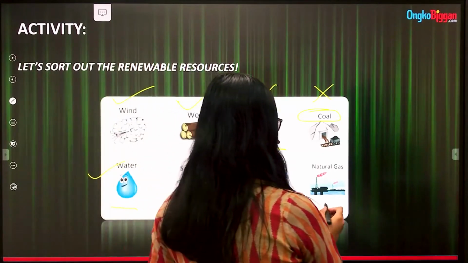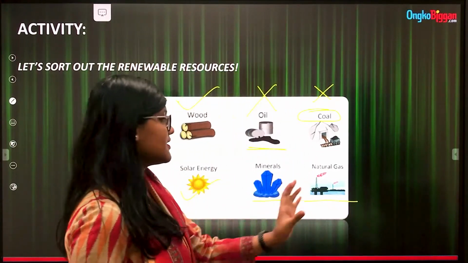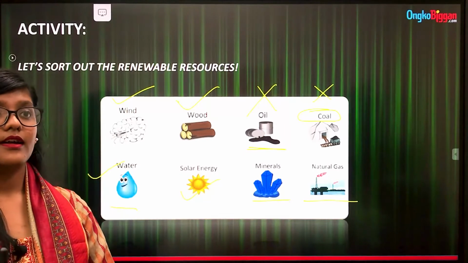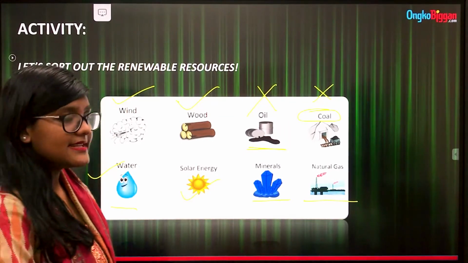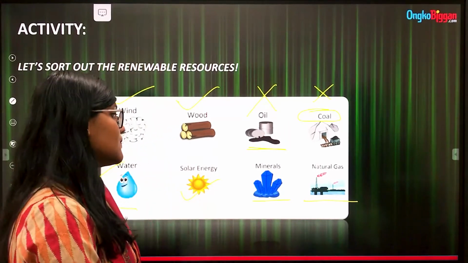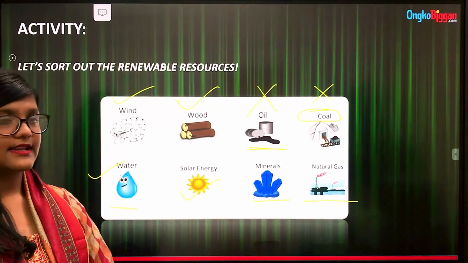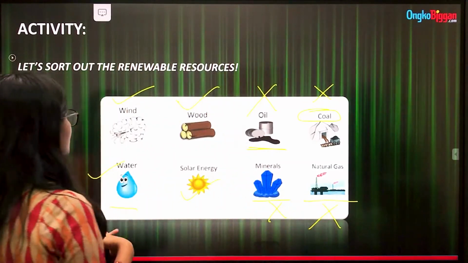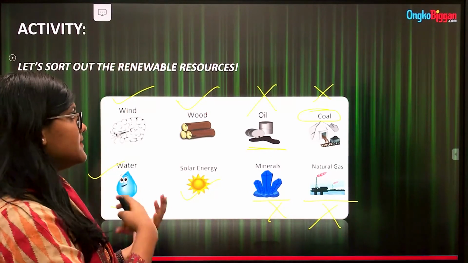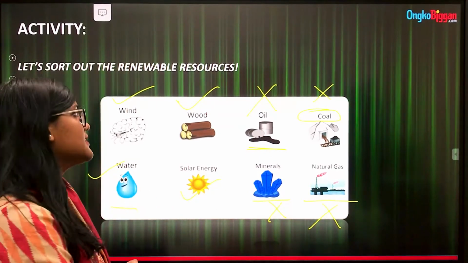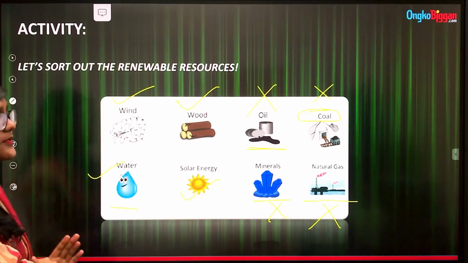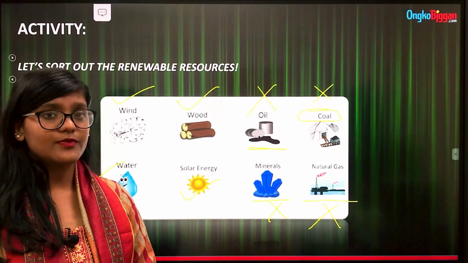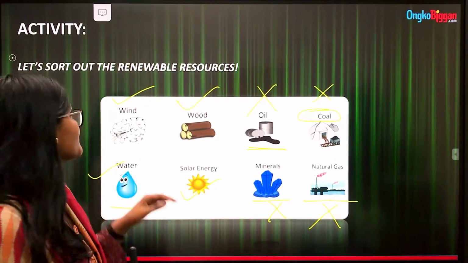Then we have minerals and natural gas. They are not produced immediately after their use. So minerals and natural gases are examples of non-renewable resources. By solving this activity, I hope you are now clear about what renewable resources and non-renewable resources are.